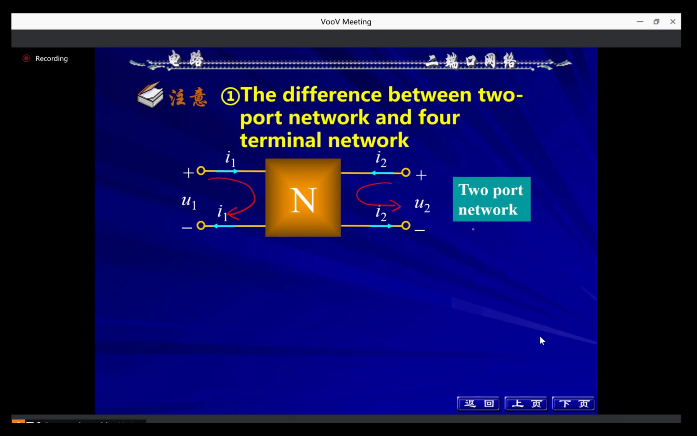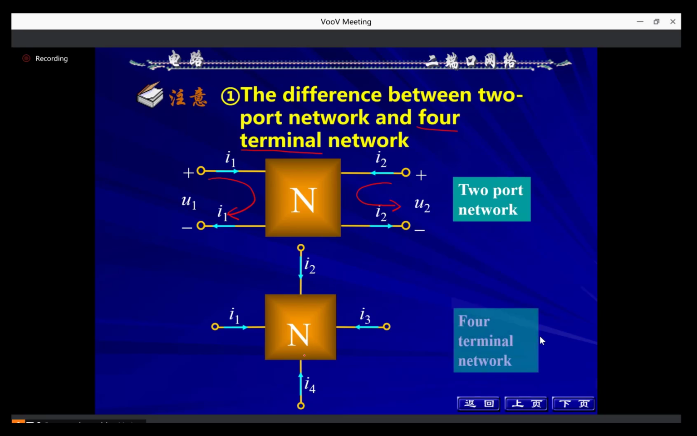This is the two-port network. But for a common four-terminal network, for example, if I1 flows in, the current flowing out is not equal to I1. For I1, I2, I3, I4, we only know that I1 plus I2 plus I3 plus I4 equals 0. This is the KCL. But I1 is not equal to minus I2, and I3 is not equal to minus I4. So this is the common four-terminal network.